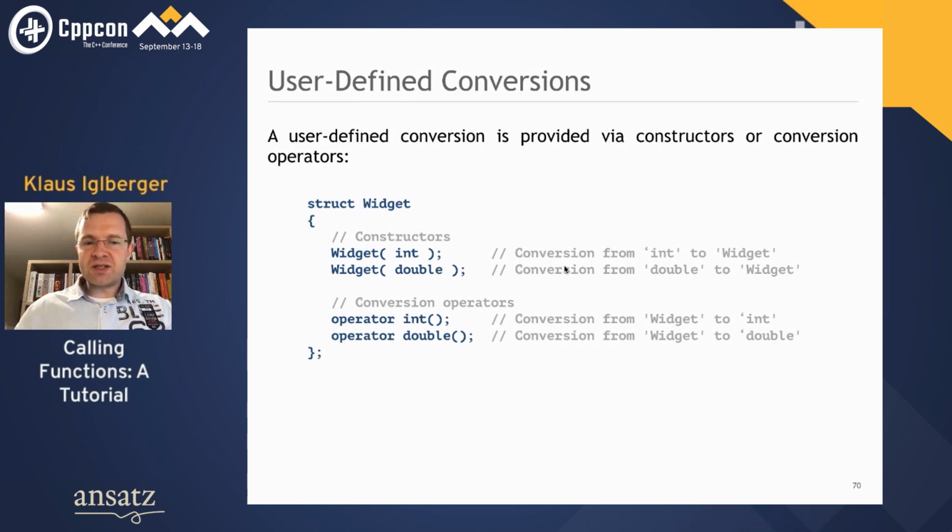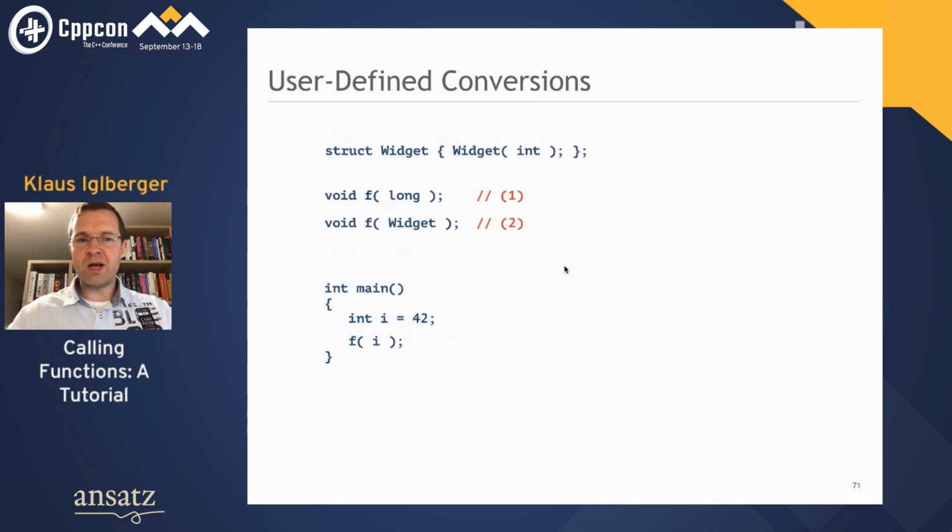They're curious because they do not have a return type, but the return type implicitly is the thing that you are mentioning after. So this conversion operator allows you to convert a widget into an int. This conversion operator allows you to convert a widget into a double. Both constructors and conversion operators can be used for user-defined conversions.